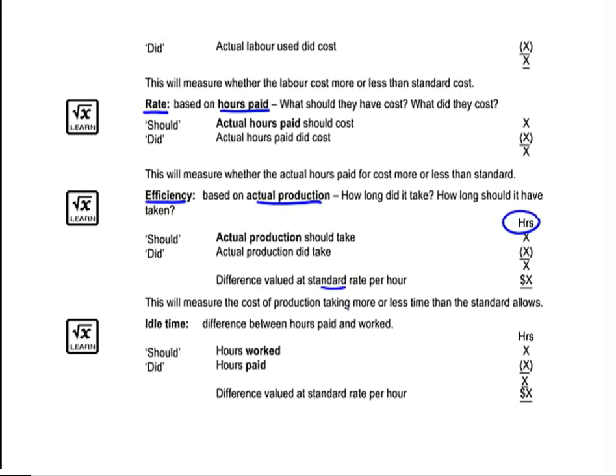We have one extra thing here with labour, which is what we call idle time. Sometimes we might have a situation where staff are at work and willing to work, but for some reason unable to. Perhaps some materials haven't arrived or the machine has broken down. That's going to be the difference between the hours that they were paid for and the hours that they actually worked, again valued at standard cost per hour. And the idle time variance will always be adverse, because it's never going to be good news to have staff who are being paid sat around drinking a cup of tea.